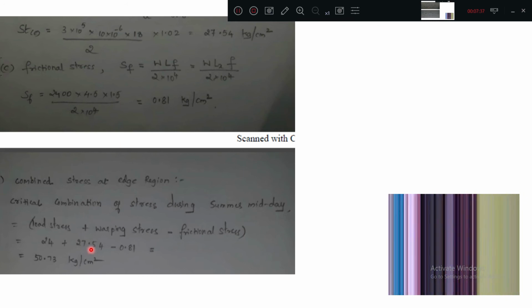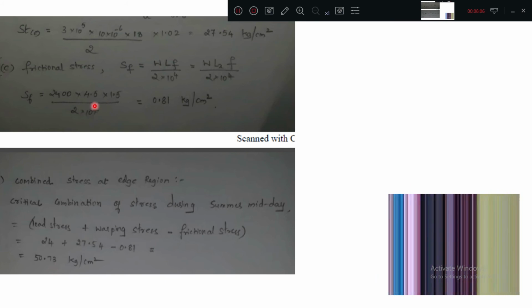Similarly, combined stress at edge region. How to get this one? Combined stress at edge region, the critical combination: load plus warping plus or minus frictional. Substitute the values, 24, 75. This one you are going to get 50.74. You are getting 50.74.